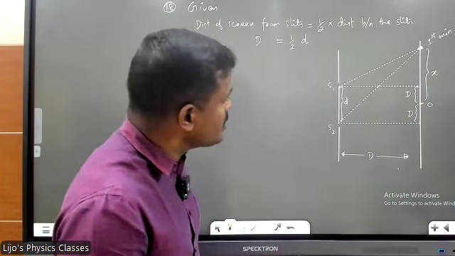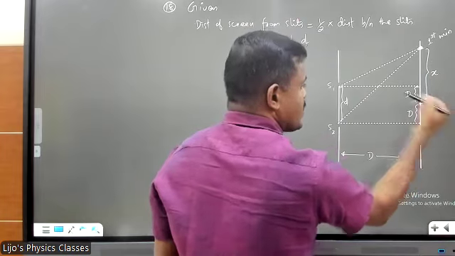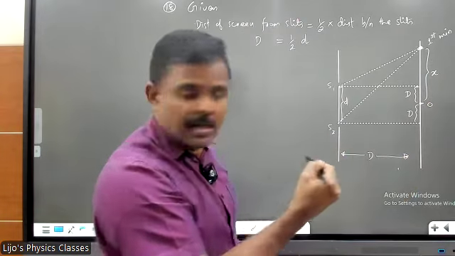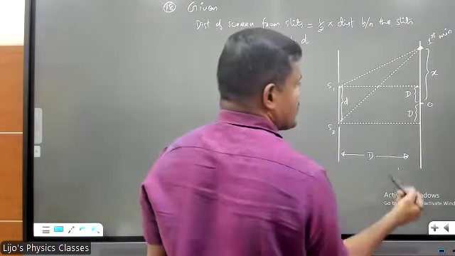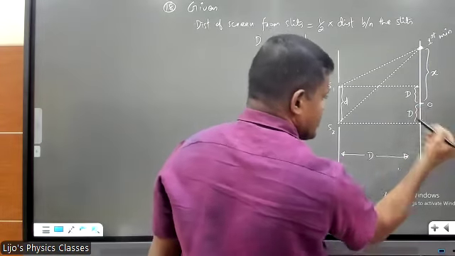I repeat one more time, look at this. The slit separation is smaller d. Listen to me, please. This is smaller d, which means this is also smaller d, so this will be half of it. Half of smaller d is capital D. Because I need this distance now. What is that distance? This minus this, right? I'll also need this distance, which is this distance plus this distance.